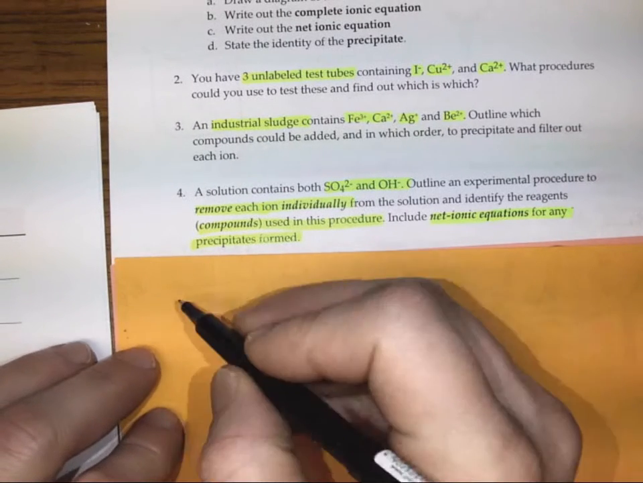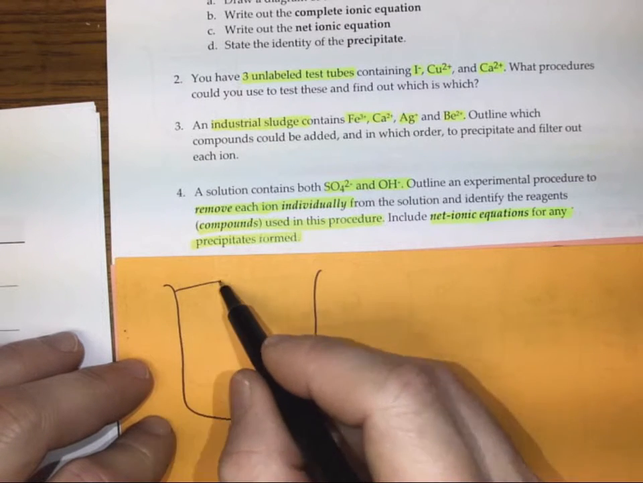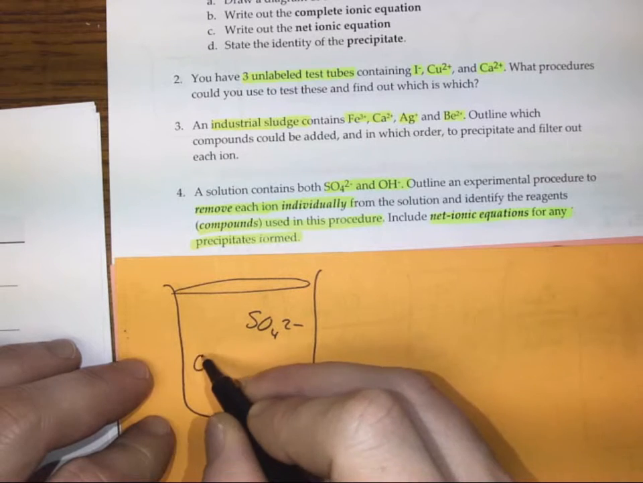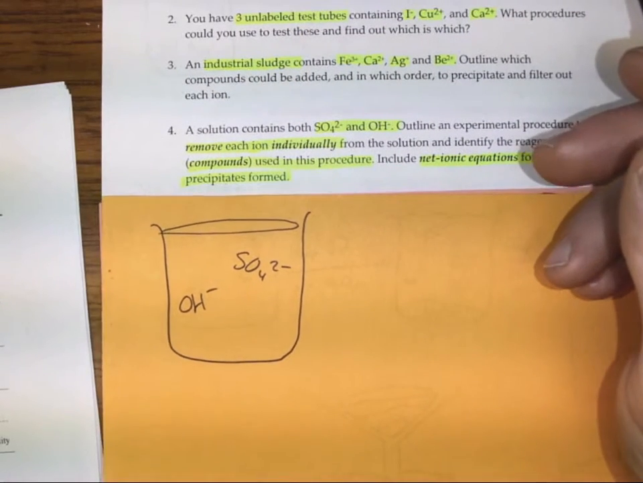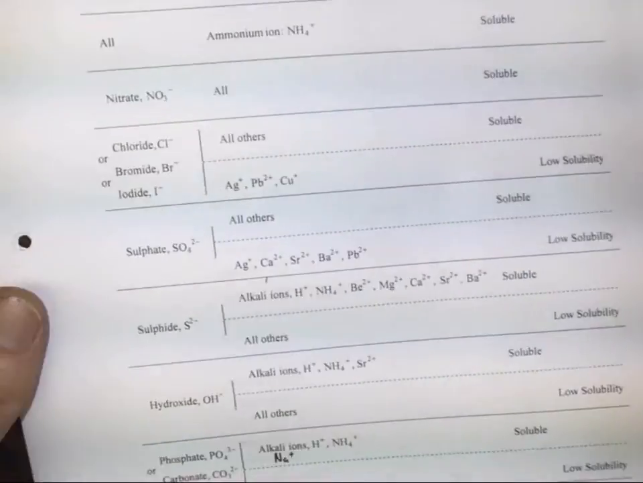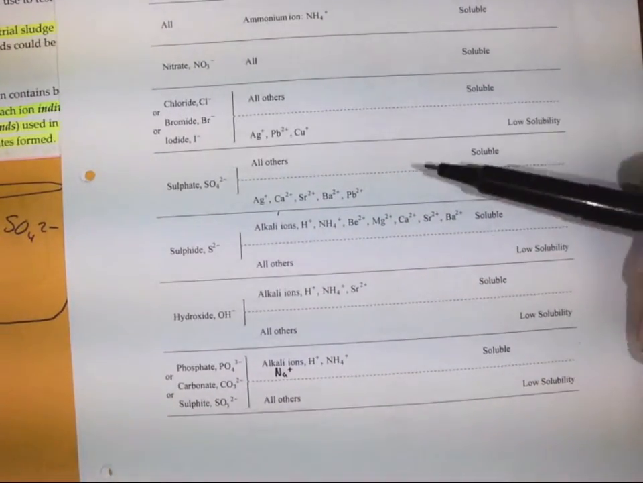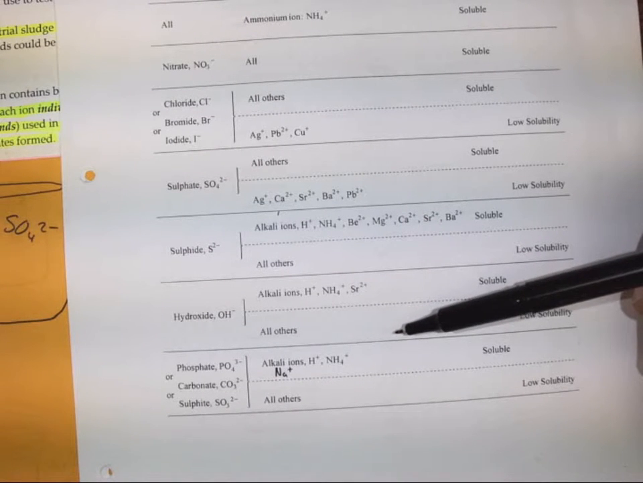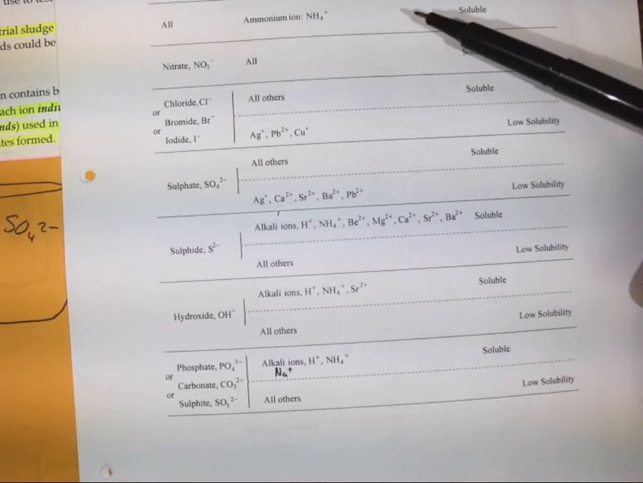All right, so we've got a solution. I'm going to draw a diagram of that. Looks like it's got some sulfate ions and some hydroxide ions. So we're going to add something that's going to react with sulfate, but not hydroxide, or vice versa. And so what can we do here? Looks like we've got a few options.